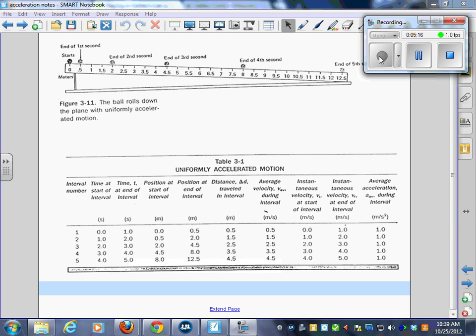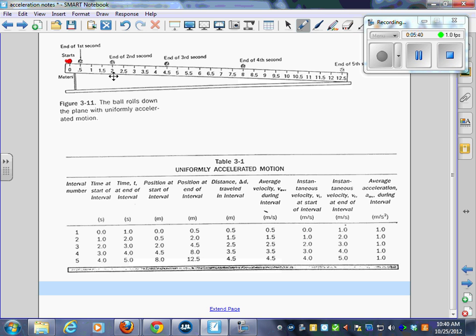Okay, this is the table of values that you need to be looking for. This is just a picture of a ramp, much like Galileo's. You'll notice that it starts right here at 0 seconds, right? How far does it go in the first second? 0.5. Where is it after 2 seconds?